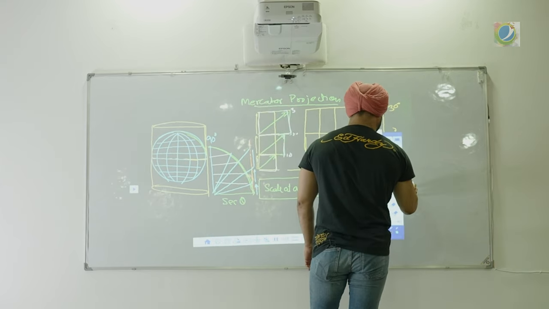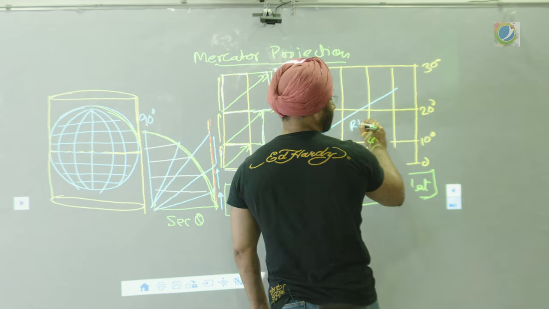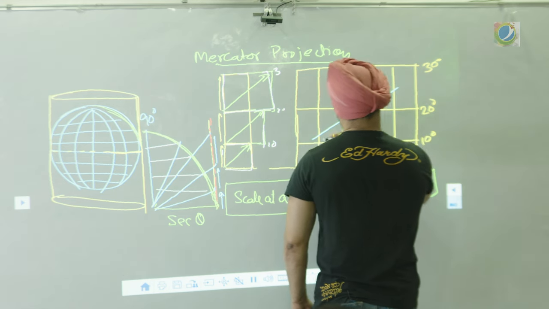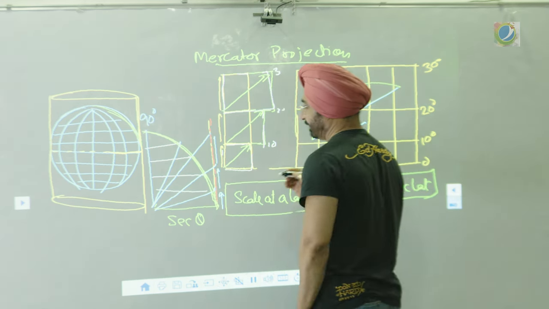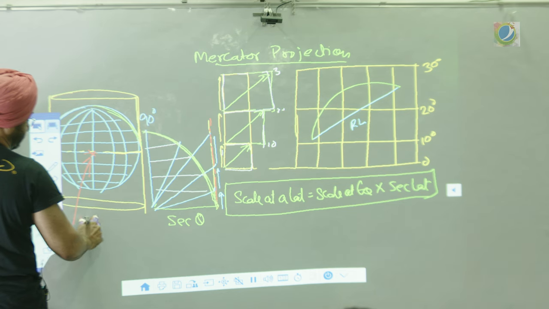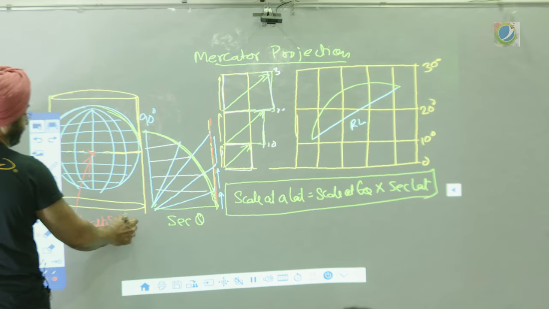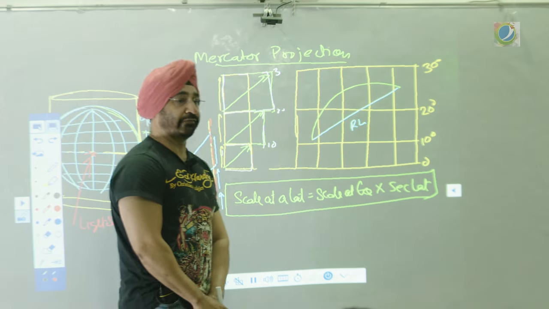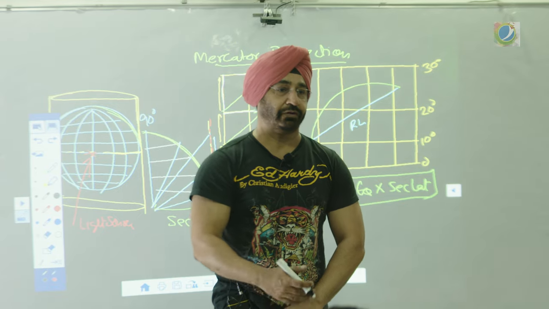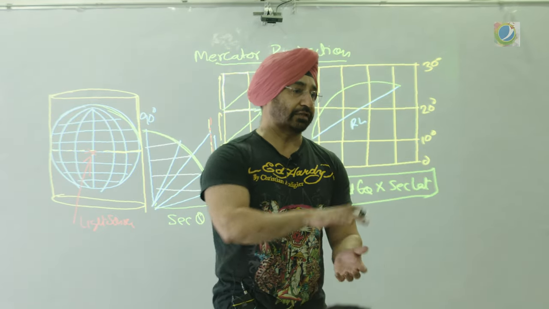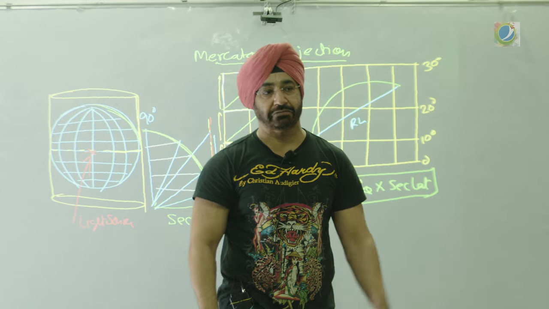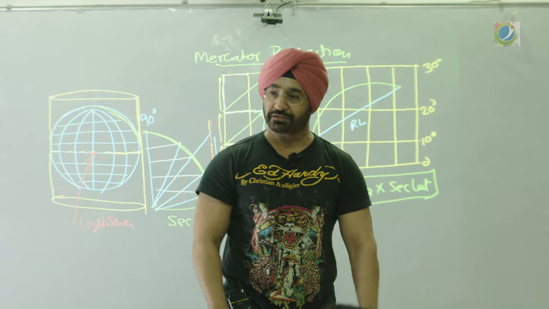Your rhumb line and great circles are the same. There is no difference. So everything is the same. Point of tangency is the equator, and the light source is also the same. It is a cylindrical projection in which we carry out mathematical modifications to make it orthomorphic. What mathematical modifications are we doing? The way the scale is changing in the north-south direction, we are doing it in the east-west direction. Wonderful. And you can use it for navigation.